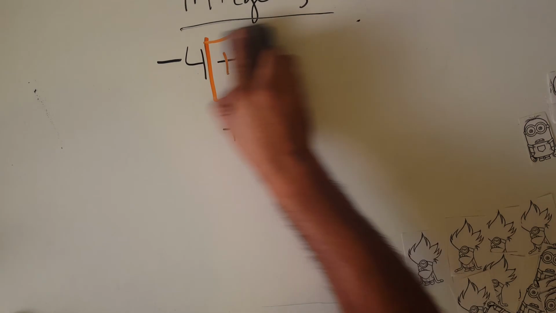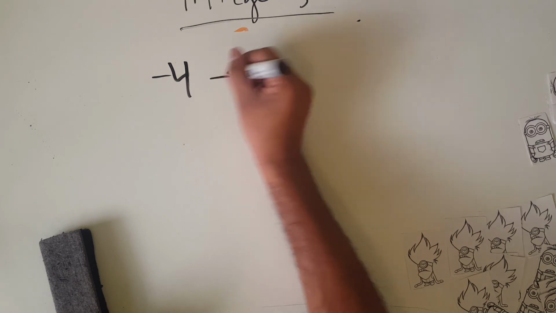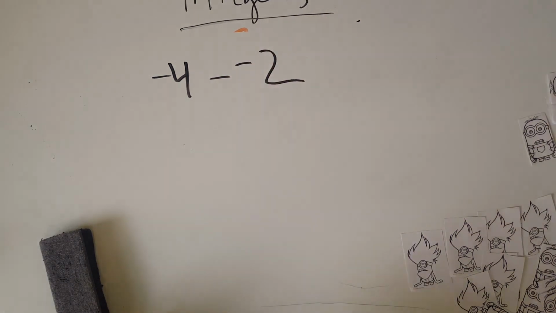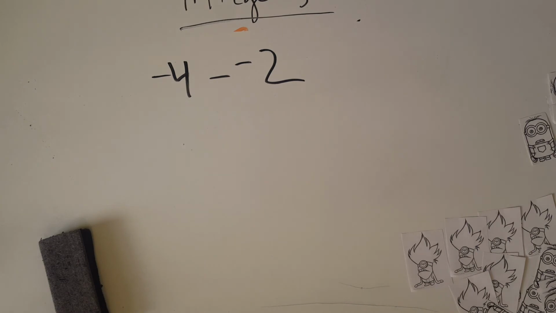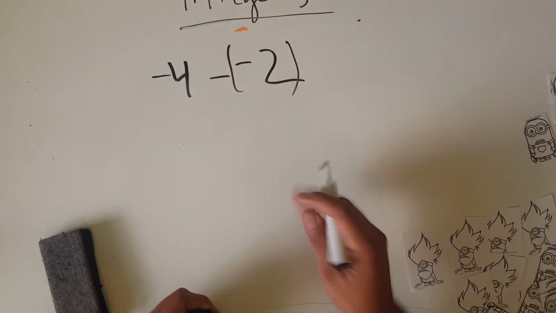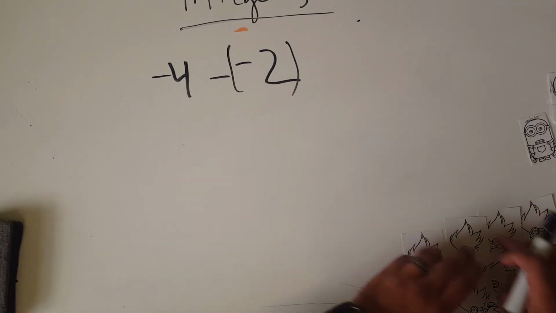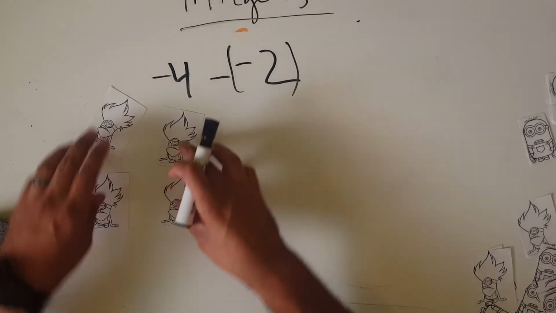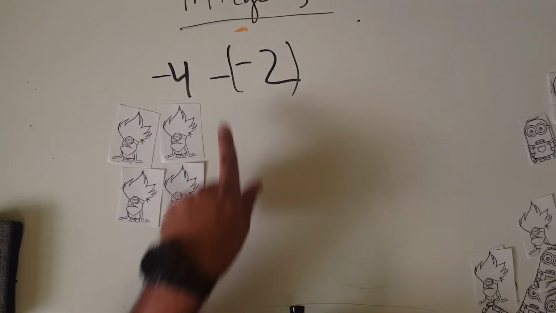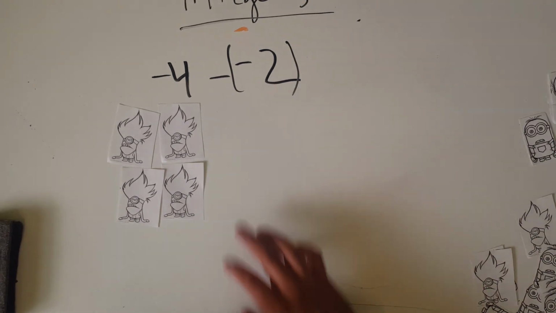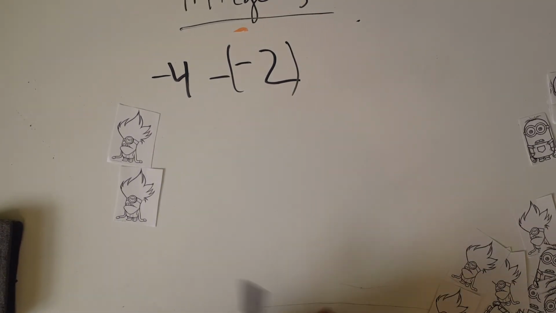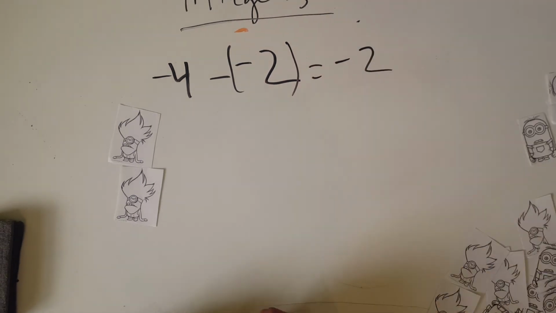Alright, so now let's do... How are we looking on time? We're almost done. Alright, -4 minus -2. Okay? So now we have -4 minus -2. Almost done. And again, I'm going to put parentheses there, that way you don't confuse the negative with the minus. And let's do it. So -4, I have -4 minions right there. And from that, I need to take away 2 negatives. So that one I can do. So my answer is -2.